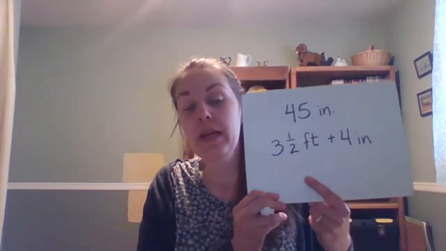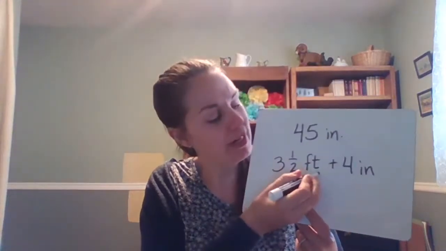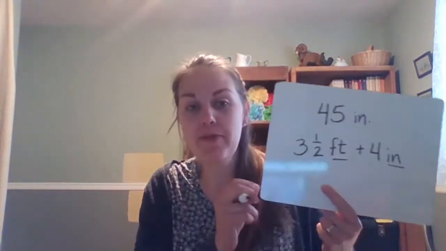The other piece of information that we know is that Julia's younger sister was 3.5 feet at her last doctor's visit, but she's grown 4 inches since then. So she's 3.5 feet plus 4 inches. Now, we have two different units of measurement here. We have feet and we have inches.